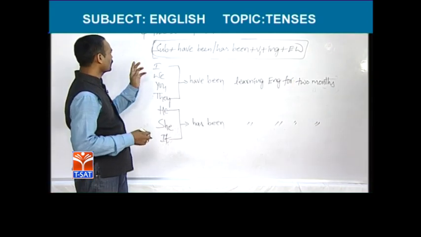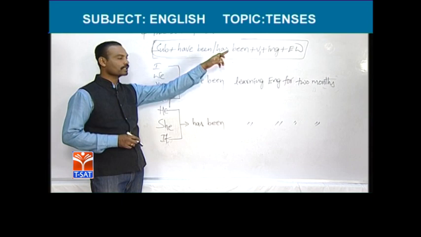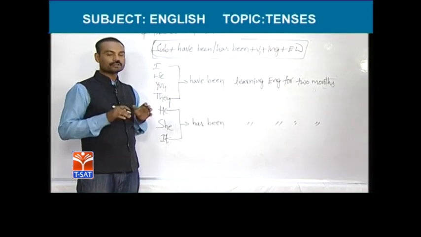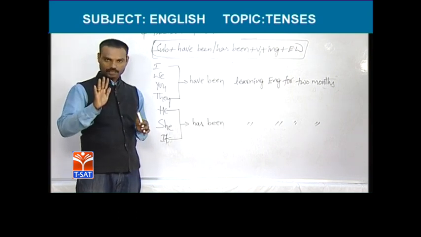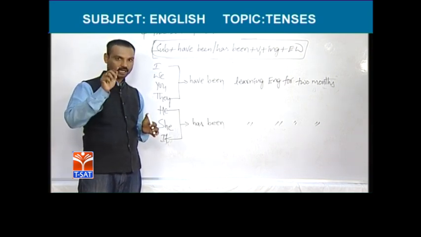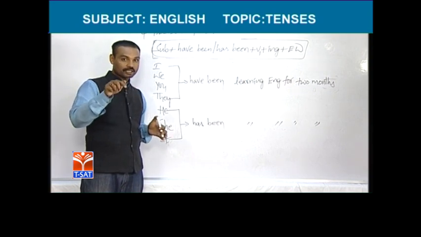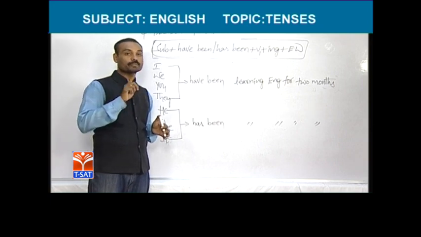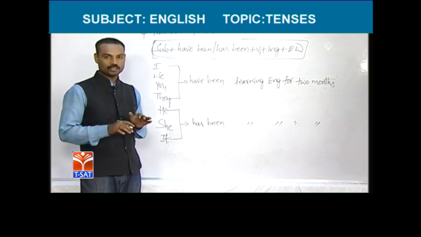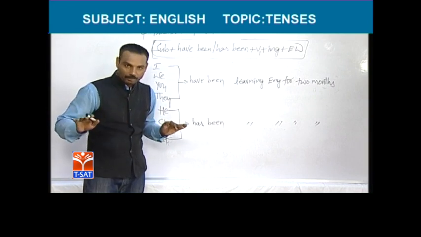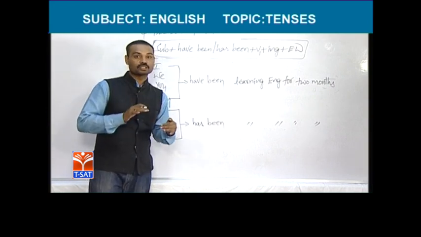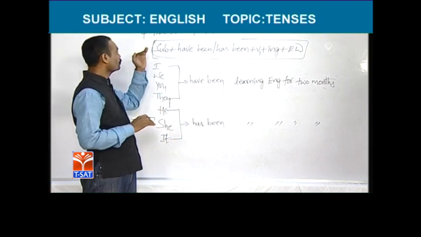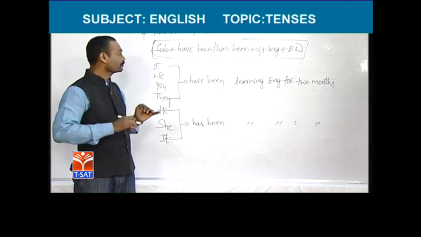Friends, next tense name is present perfect continuous tense. This is the fourth tense. So now I am going to tell you the definition of this tense. The tense which is used to indicate an action which was started in the past, and that should be going on even in the present. Up to now that should be going on. So to tell such works, we should use present perfect continuous tense.